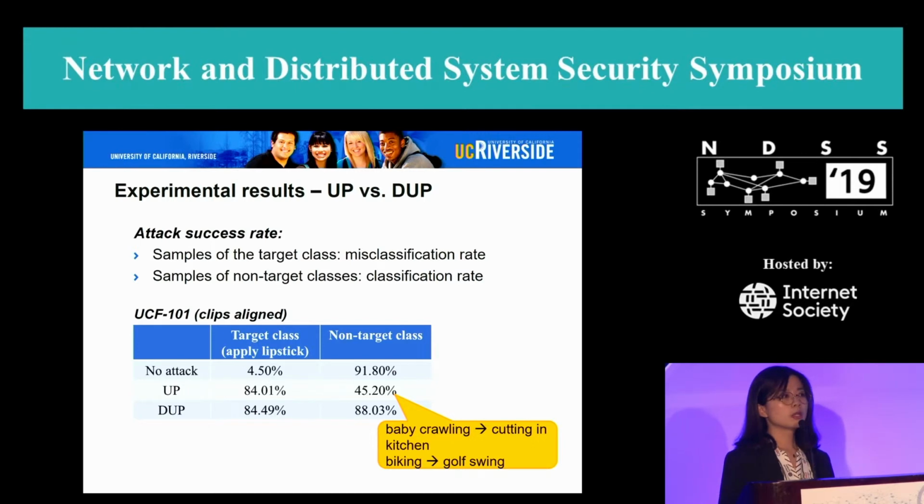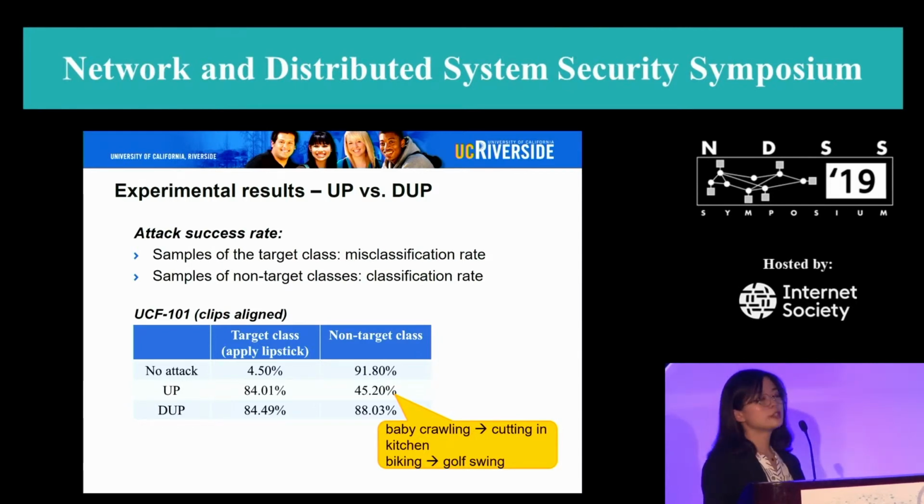We talk about stealthiness in detail in our paper. If you are interested, please refer to our paper. So here we could conclude that dub performs better than UP in the sense that it guarantees the target action is misclassified, and also the attack is stealthy.